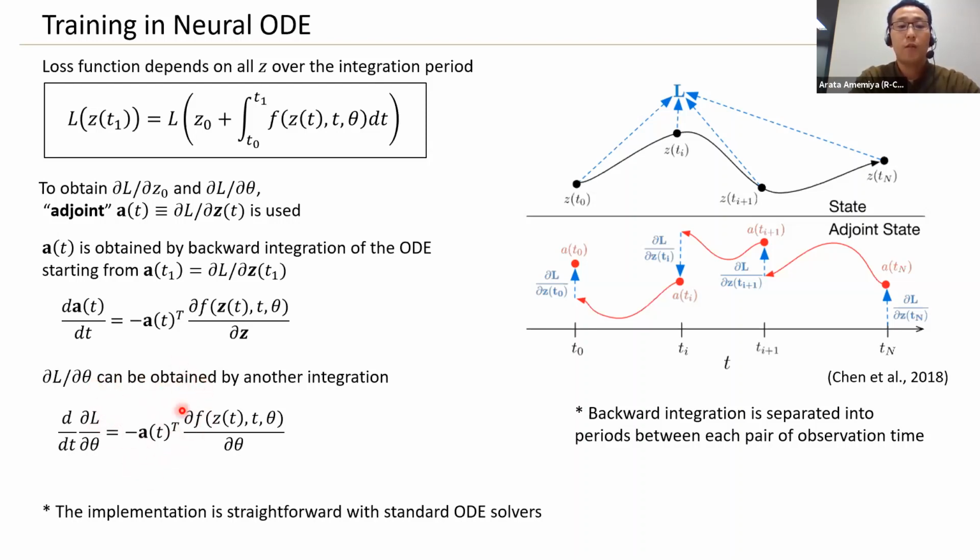So in the training, there are three integrations. One of them is the forward integration of z, and the rest of them are the two backward integrations of these gradients. And these can be implemented very easily using standard ODE solvers, and they are very effective.